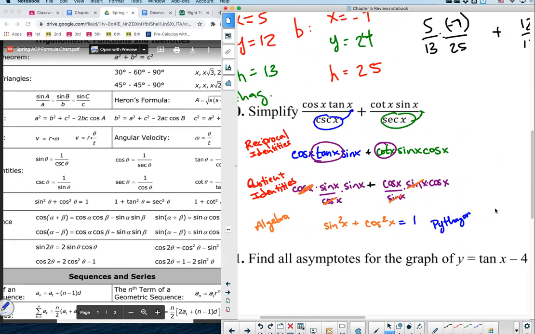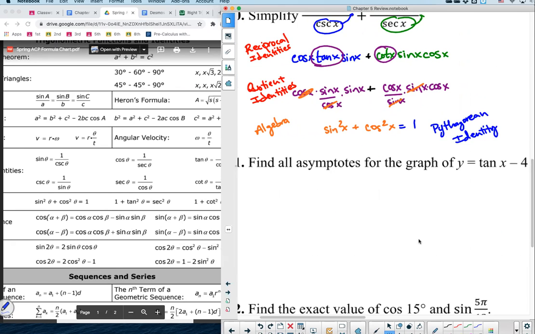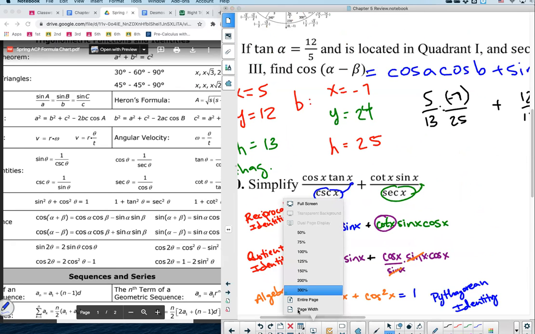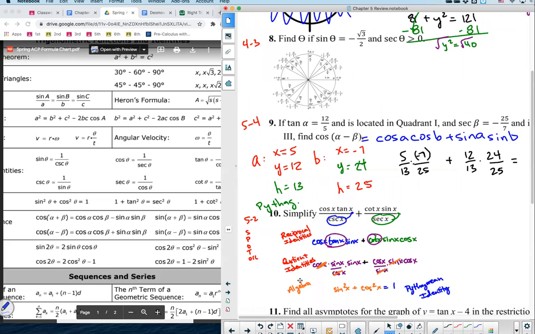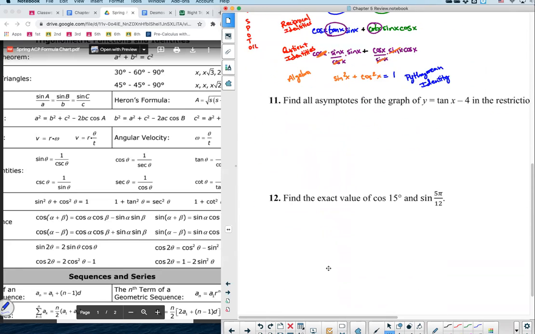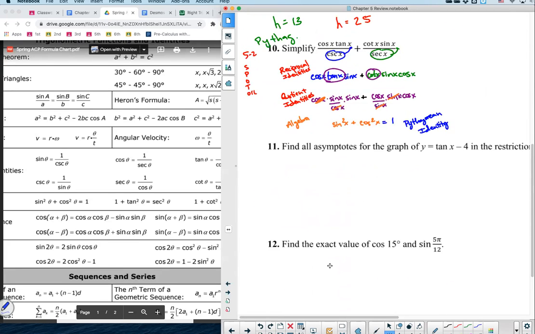Let me slide this over. Pythagorean identity. Oops. And so now that I have my answer over here, I can say the answer is just 1. Let me see if I can zoom in somewhere in between where it was. Yeah, let's do it like this. Maybe this will help us see a little bit better.